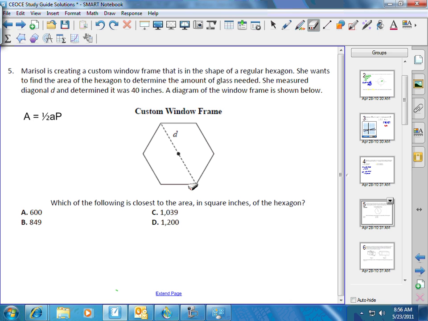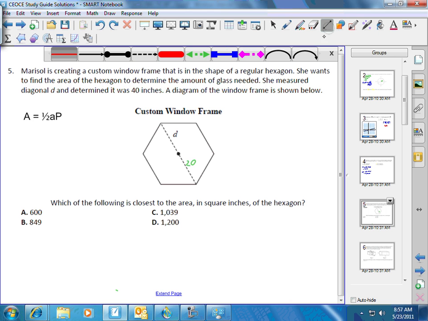Okay? So we're going to have to find the area, and if the diagonal of the regular hexagon is 40 inches, then from the center to the vertex, that's half of that, which is 20. So we've got 20 inches for the radius, and we'll need that because what we're going to do is use our formula for finding the area of a regular polygon, 1/2 times the apothem times the perimeter.